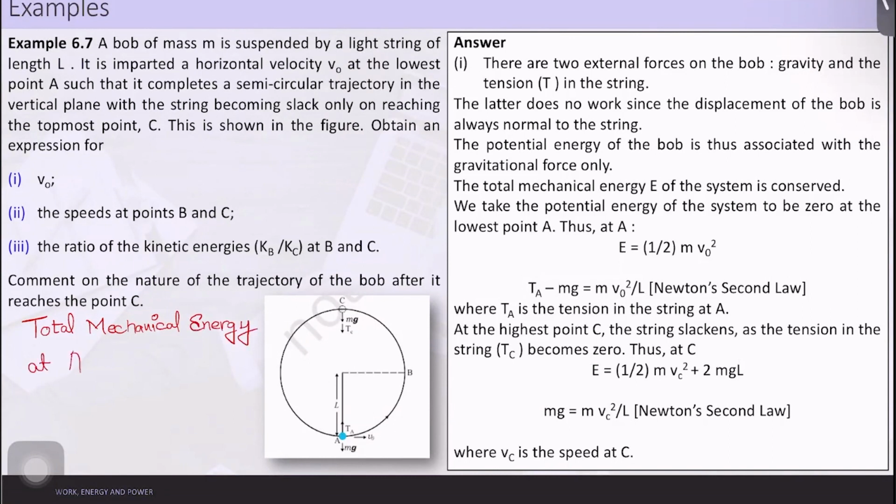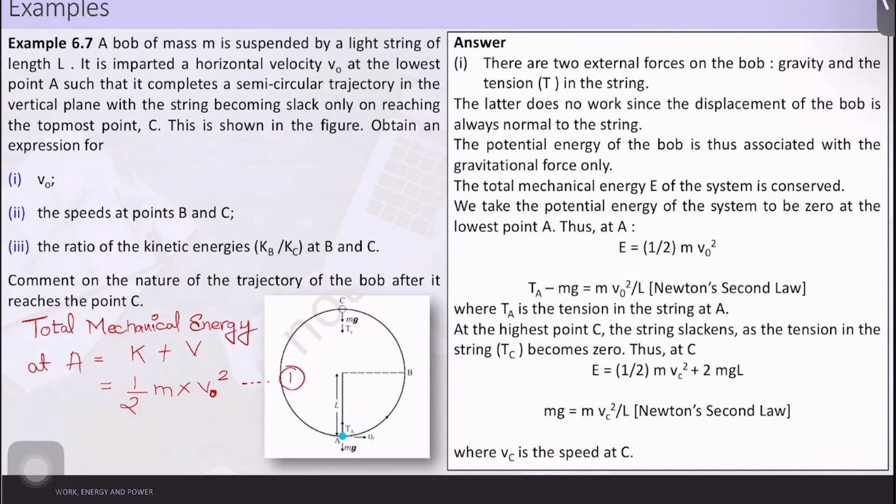The total mechanical energy at A is equal to the sum of kinetic energy plus potential energy. What is kinetic energy here? It's half m v square. Why can we take this value? Because the displacement and the force acting due to velocity are in the same direction. So we can take this into consideration. But the potential energy is 0. You can see clearly the potential energy is 0. Why? Because the h value is 0. So we can directly write v naught. This is the first thing which we got.